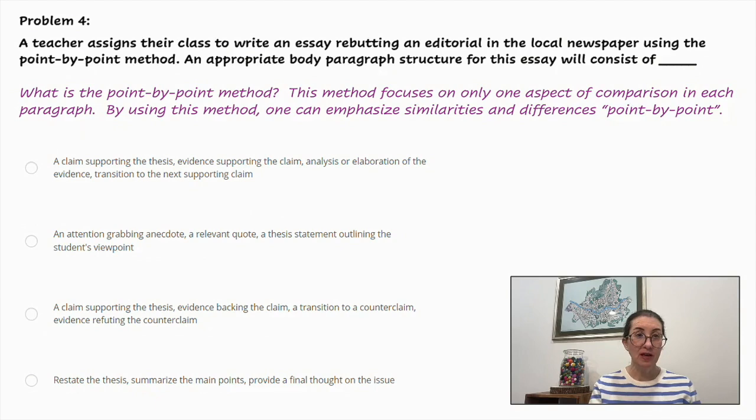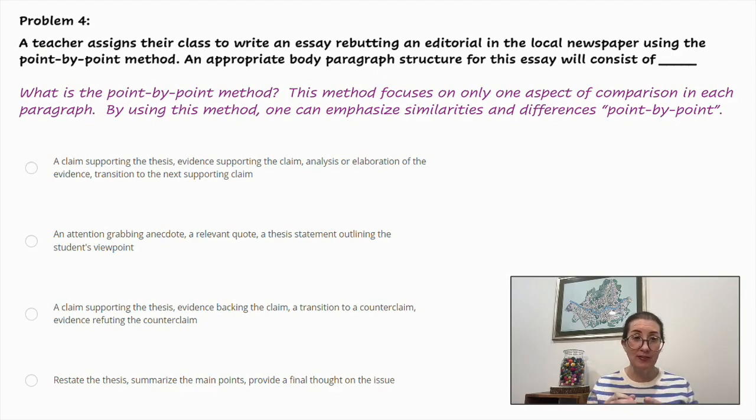Problem number 4. A teacher assigns their class to write an essay rebutting an editorial in the local newspaper using the point-by-point method. An appropriate body paragraph structure for this essay will consist of... So what is the point-by-point method? The point-by-point method focuses on only one aspect of comparison in each paragraph. By using this method, one can emphasize similarities and differences point by point.